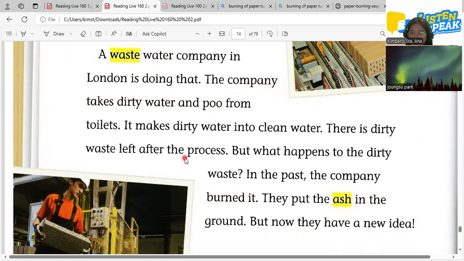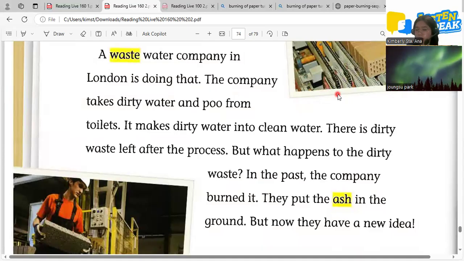Okay, so where do they get the waste? Where do they get it? I can't hear you. Speak louder, please. The company takes dirty water from the toilet. Okay. They get this waste from toilets, and then they change the water into clean water again. They make your toilets clean and ready to be used.